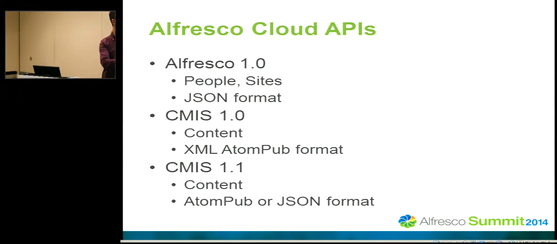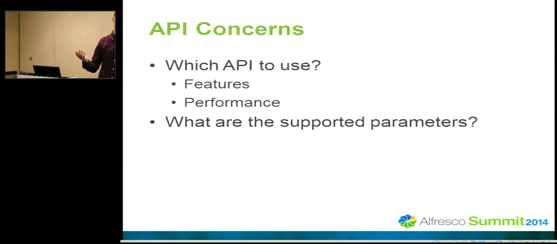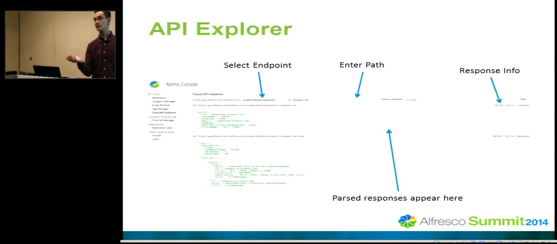So there's two different types of API. You've got the Alfresco API, which gives you information on people and sites, and then also you've got the CMIS API, which you're probably familiar with. And there's two versions of that. So in total, you've got these three APIs, and how do you choose as a developer which ones to use for which purpose? So the idea is that you can use this tool to play around with those and work out what's supported by each API.